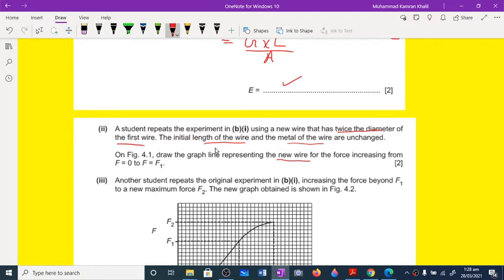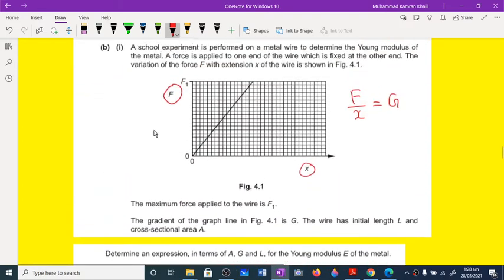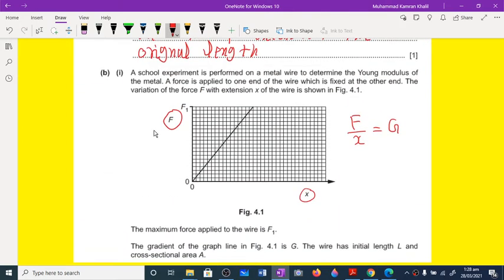Now move back to the graph and use these conditions. Now you know that the area is equal to pi d squared by 4.